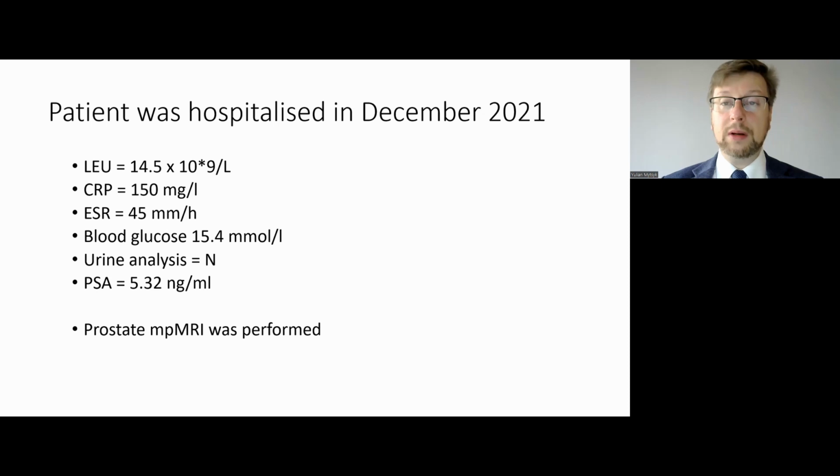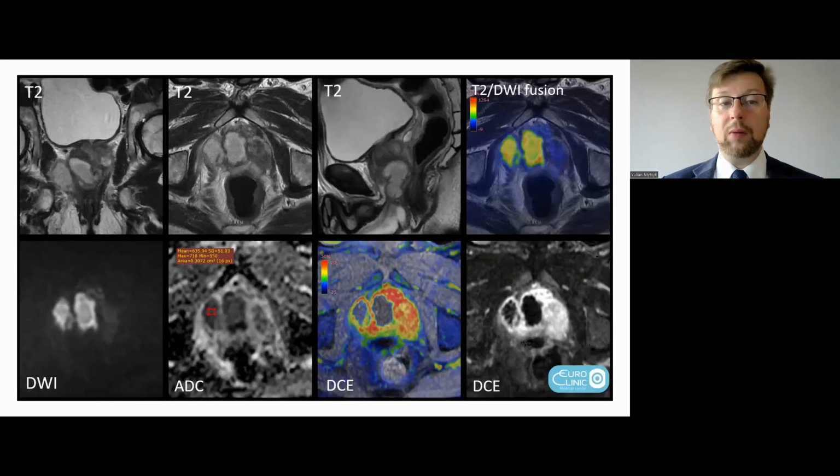The patient was hospitalized in December of the same year with high leukocytes, very significantly increased CRP, very high ESR and blood glucose, normal urine analysis, and increased PSA. And the multiparametric MRI was performed.